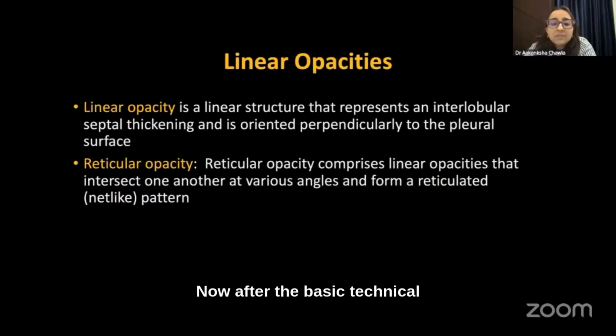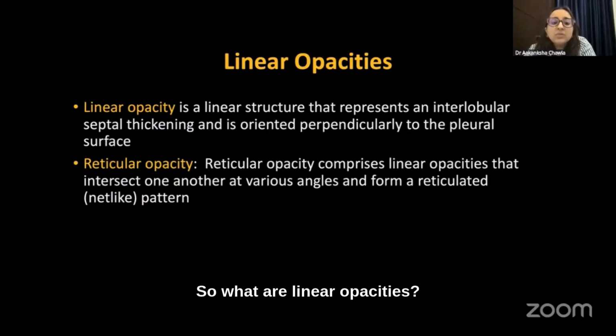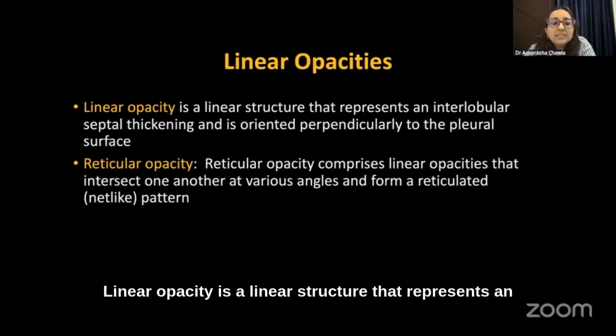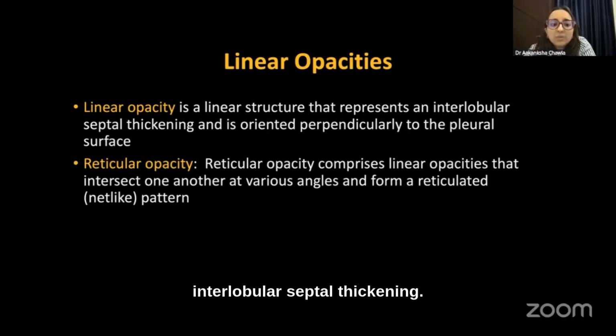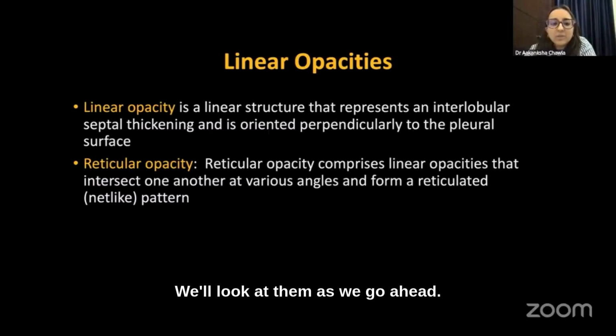Now, after the basic technical aspects and the basic functional structure, that is your secondary pulmonary lobule, we have the opacities. So, what are linear opacities? A linear opacity is a linear structure that represents an interlobular septal thickening. It's interlobular and is oriented perpendicularly to the pleural surface. And reticular opacity comprises linear opacities that intersect one another at various angles and form a reticulated net-like pattern. So these are the findings that we see on HRCT chest. We'll look at them as we go ahead.